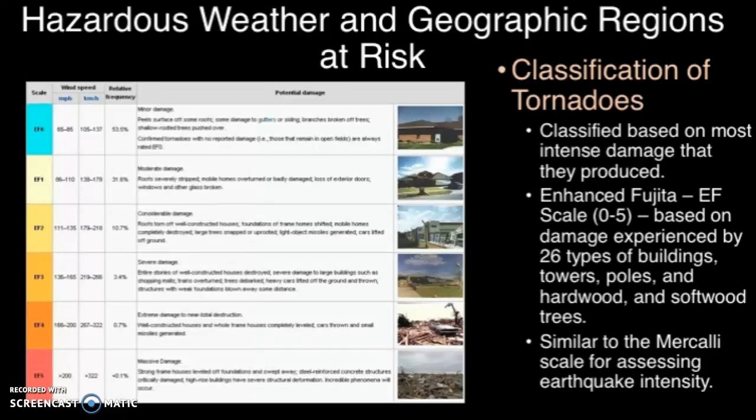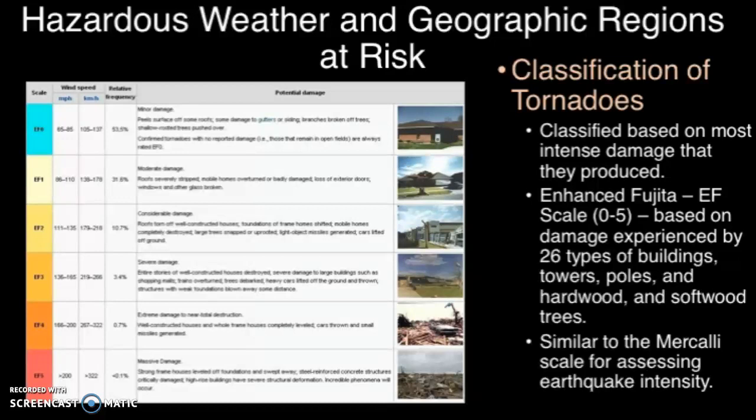All right, so now we come into the classification of tornadoes themselves. Tornadoes are classified based on the most intense damage that they produced. In that respect, they're pretty similar to the Mercalli scale for assessing earthquake intensity, if you guys remember that.